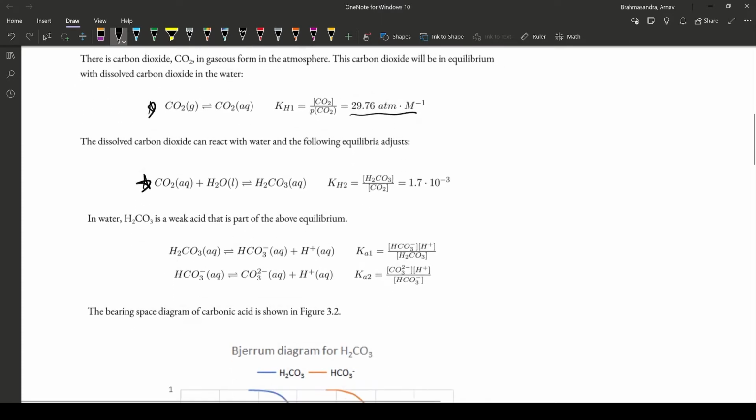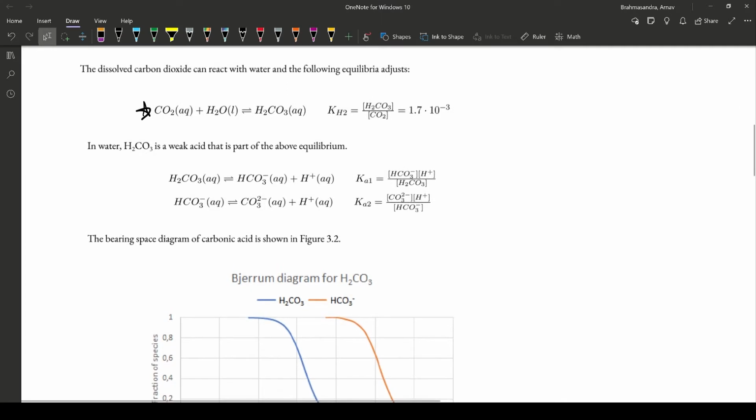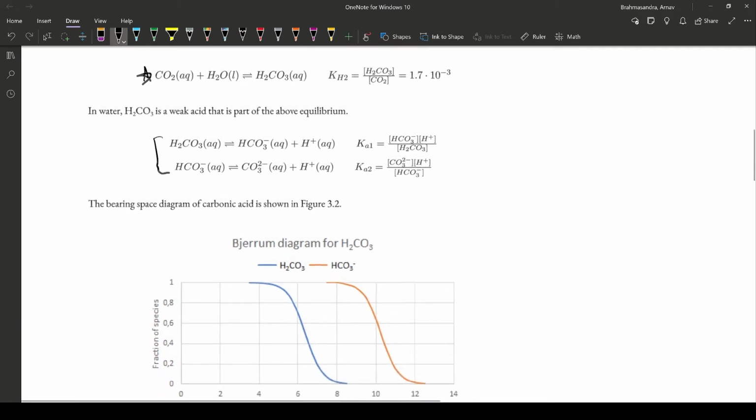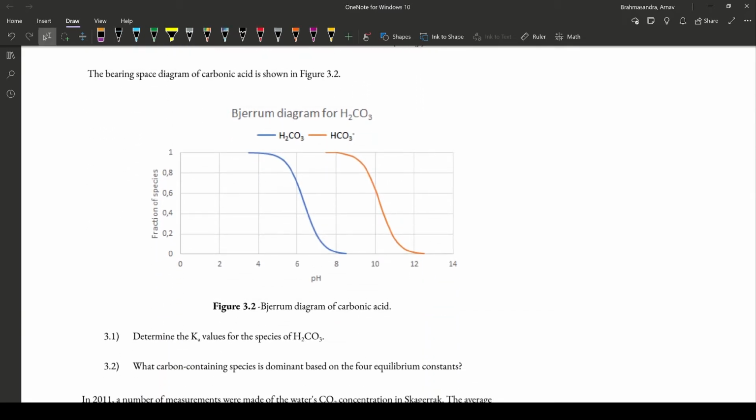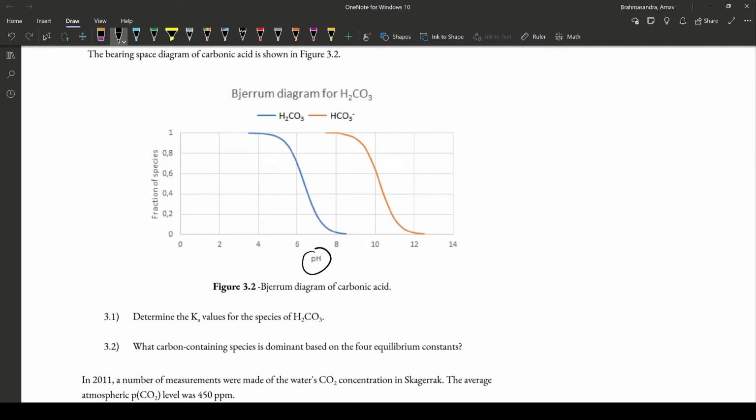In water, H2CO3 is a weak acid that is part of these equilibria. So we have two different dissociations. It's a diprotic acid, so we have Ka1 for the first dissociation and Ka2 for the second dissociation. Here we can see there's this diagram for H2CO3. I didn't know what this diagram exactly was when I was solving this problem. The important thing is to be able to interpret this diagram even if you're seeing this sort of thing for the first time. We have pH on the x-axis, and the fraction of the species on the y-axis.